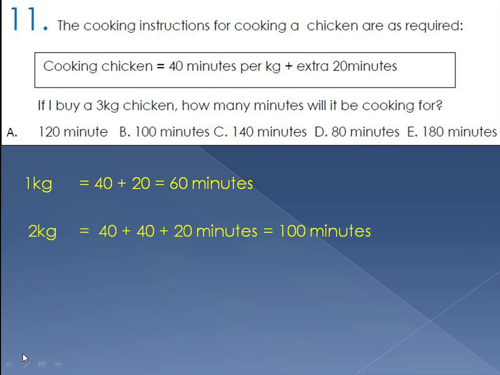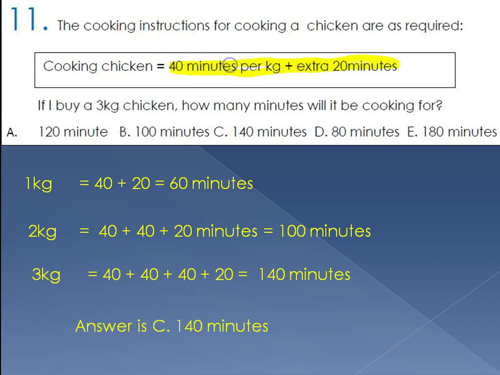If it was 2 kg, you'd have 40 minutes and 40 minutes plus your 20 minutes, which is 100 minutes. 3 kg will be 40 minutes, 40 minutes, 40 minutes, plus 20 minutes, because it's always an extra 20 minutes no matter what kg it is. This is 140 minutes. So this formula tells you your answer. If you follow this formula, you should be able to get the answer. So the answer to this one, if it's a 3 kg chicken, is C, 140 minutes.